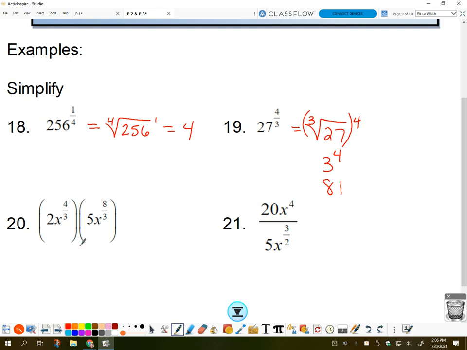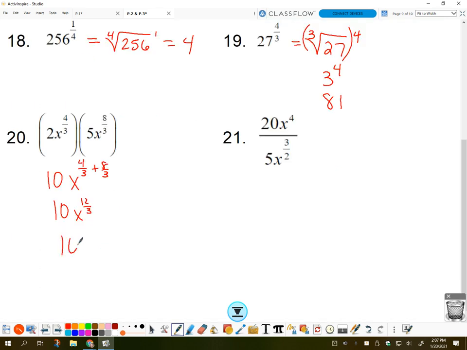All right, so here, this looks like those problems that we worked with the exponent properties in the previous lesson, and that's exactly what it is, because you can add fractions just like you can add regular numbers. Here, this is a multiplication problem, so you're going to multiply 2 and 5 because they're regular numbers, but you're going to add the exponents of those x's. All right, they were nice to you. It's 4 thirds plus 8 thirds, which is 12 thirds, which is really just 4, and you're done.